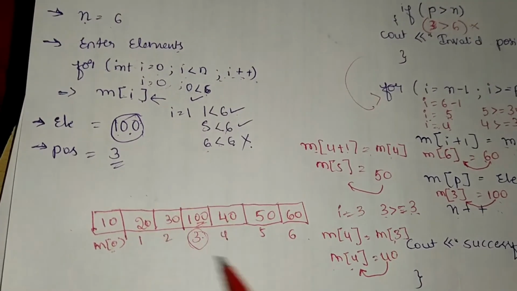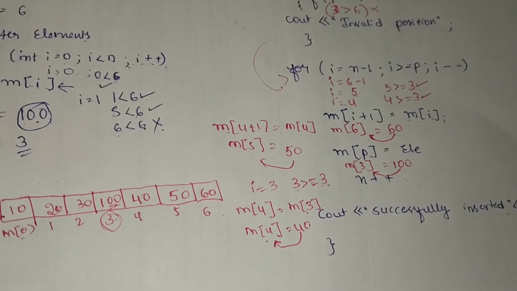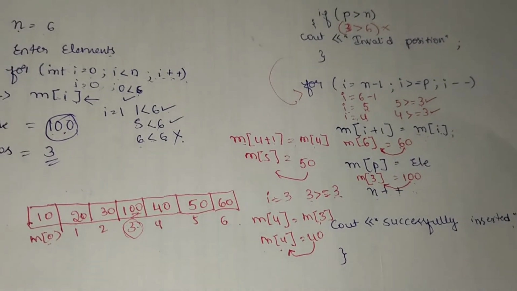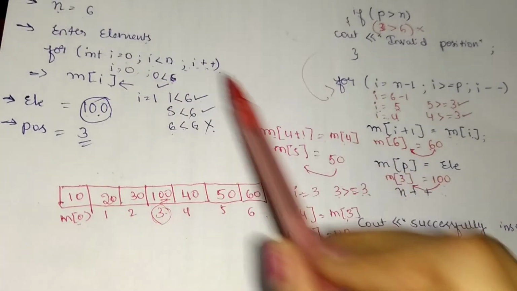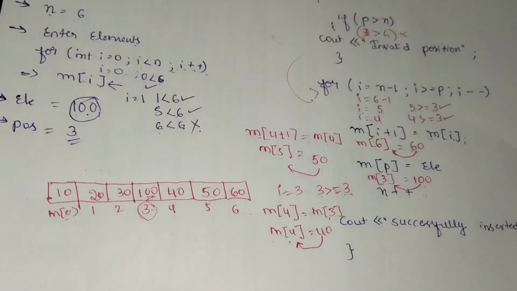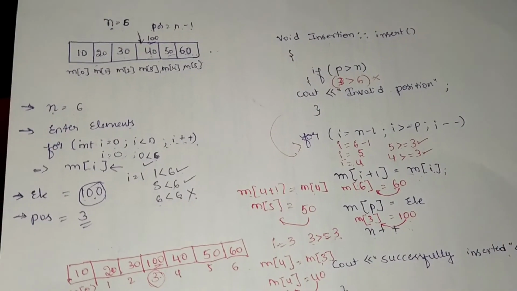Okay, so after successful insertion it will display using the display function. That means it's going to take all the values which are inserted by using get data and the insertion operation. Okay, so this is how the insertion operation takes place. Thank you.